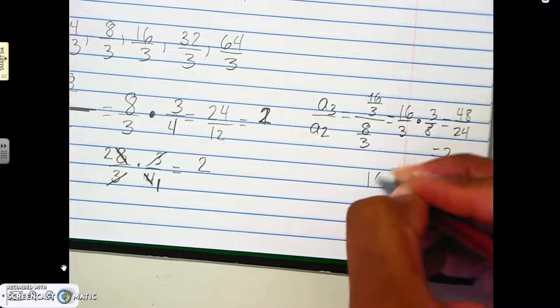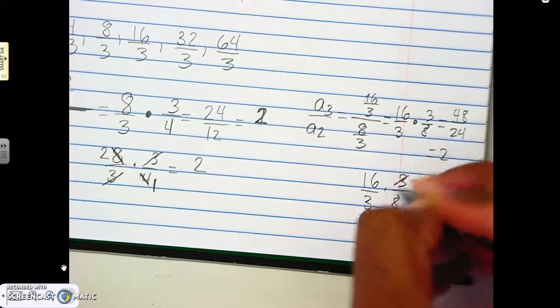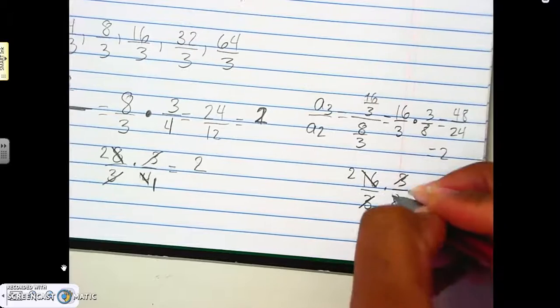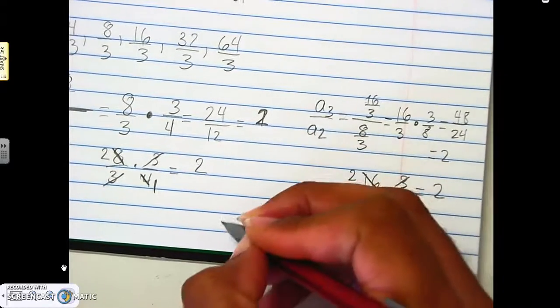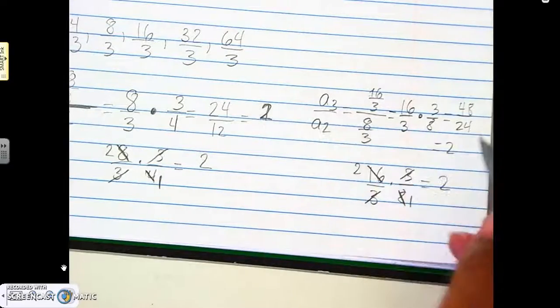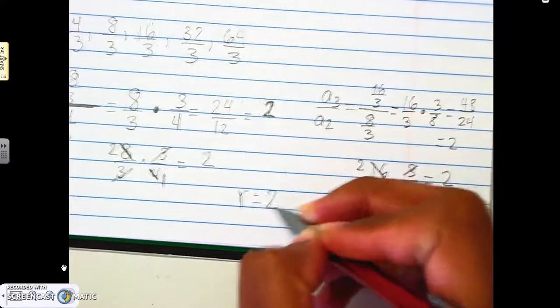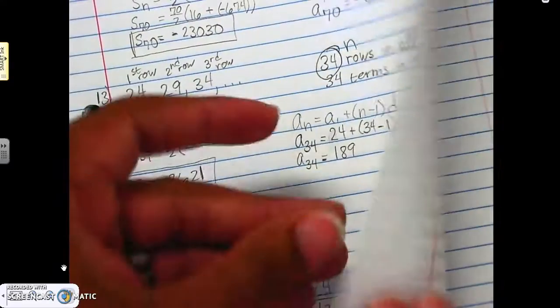Also, for those who like to cross reduce, the 3's cancel out. 8 goes into 16 two times, and 8 goes into 8 one time. Again, we're back at 2. So here it's 2, and here it's 2, which means your common ratio is 2. Bam, that's it. Okay, so let's go to 15.